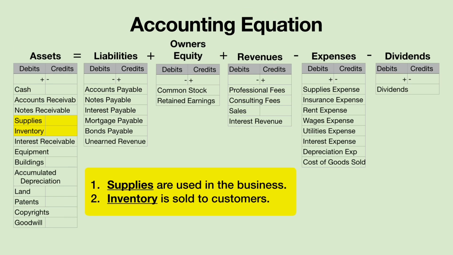I just want to differentiate between a supply and inventory. A supply is something that is used in-house in the business, and inventory is sold to customers. In some homework problems, there's confusion.